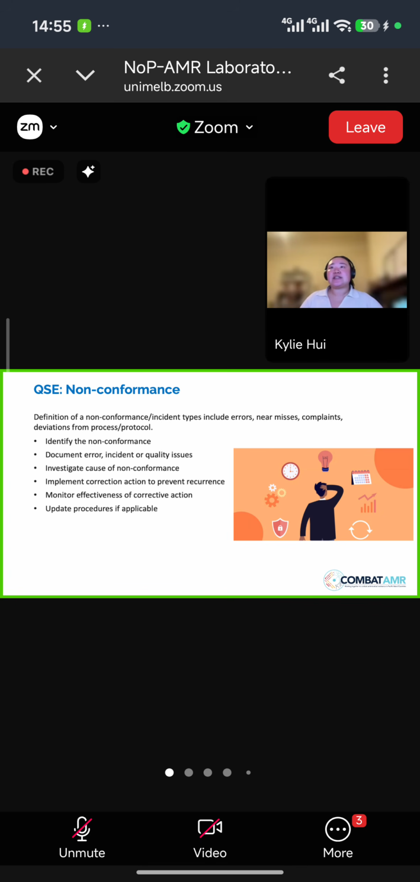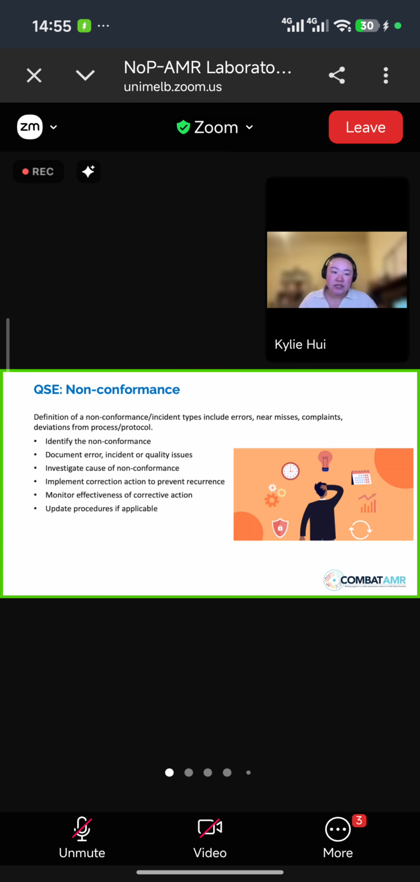So there's a few things that you need to do for this. You need to identify the non-conformance, have a look to see if there's any document errors, incidents, and quality issues. We need to investigate the cause of the non-conformance and to also implement the corrective action to prevent reoccurrence. After we put in these corrective actions, we need to monitor the effectiveness to ensure that if there are any changes or any gaps that we can address these. And most importantly, we need to update the procedures if this is applicable.